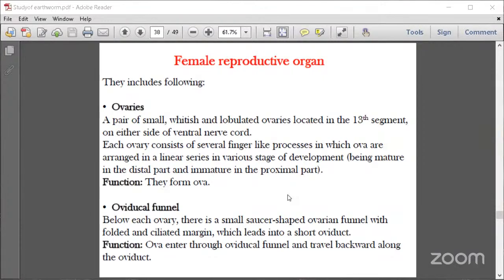And the oviducal funnel: below each ovary, there is a small stalk-shaped ovarian funnel with a folded and ciliated margin which leads into a shorter oviduct. The function of the oviducal funnel is that ova enter through the oviducal funnel and travel backward along the oviduct.